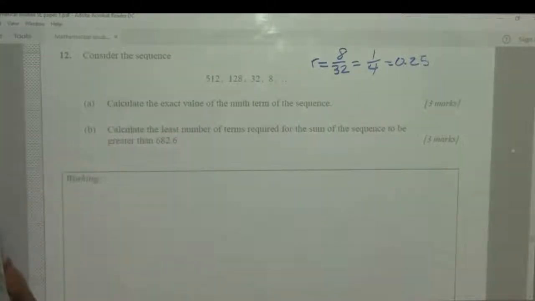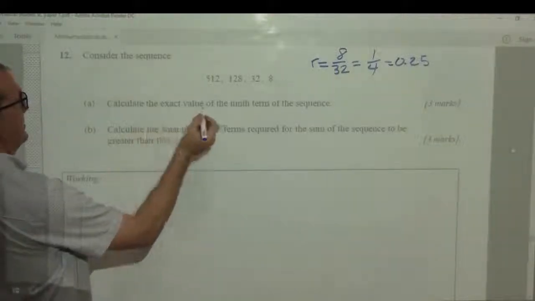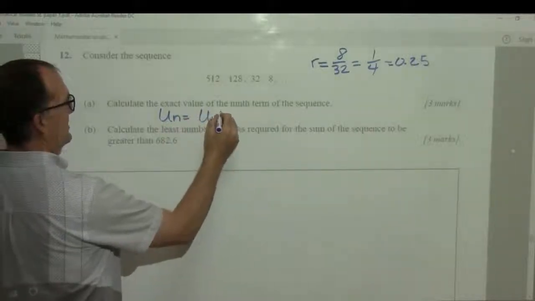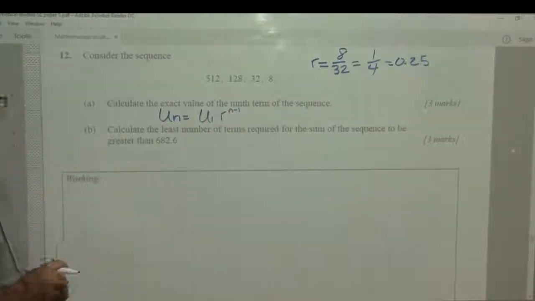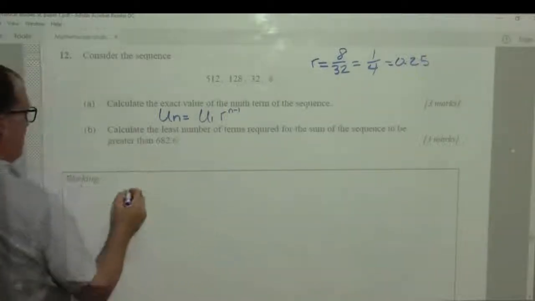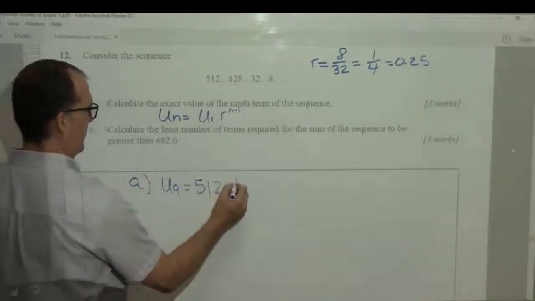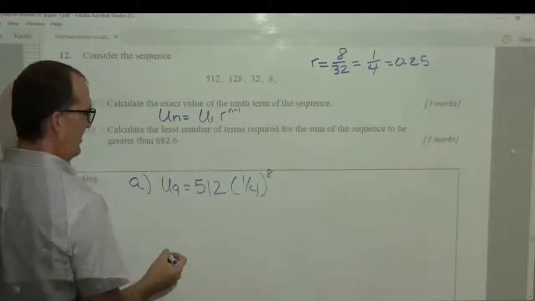So now they want you to calculate the exact value of the 9th term of the sequence. And again, I would jump to my formula booklet that tells me that the formula for geometric u_n equals the first term times r, which is the common ratio, to the n minus 1. And so for the exact value of the 9th term, I'm going to write this here. Now 9 minus 1, I can go ahead and write that as an 8.